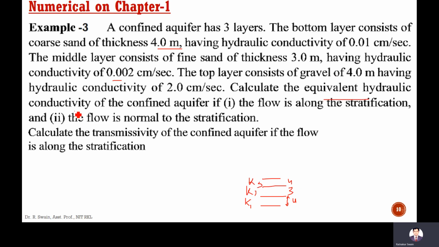Calculate the equivalent hydraulic conductivity of the combined aquifer if the flow is along the stratification. And in the second part, it is asking to calculate for flow normal to the stratification. So in the direction of the flow and normal to the direction of the flow, means KH and KV, you have to calculate. Already we have derived this in the previous class.